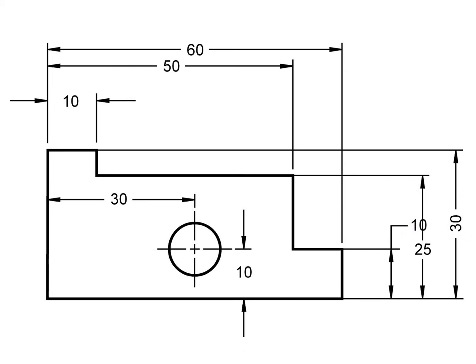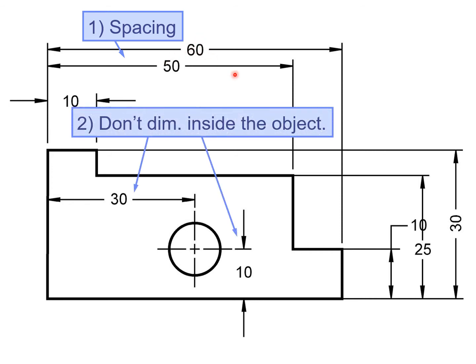Okay, let's review our mistakes. So the first mistake was spacing. Okay, so these are just too tight together. Okay, so we need to space them out further. We don't want it to look crowded. Also, another mistake that we saw is we try and avoid placing dimensions inside the object. We place them outside the object unless we don't have a choice where it's just too crowded on the outside with dimensions. Then it will be acceptable to place them inside. But in this case, we have room outside to move them.